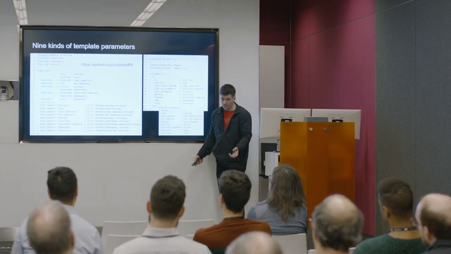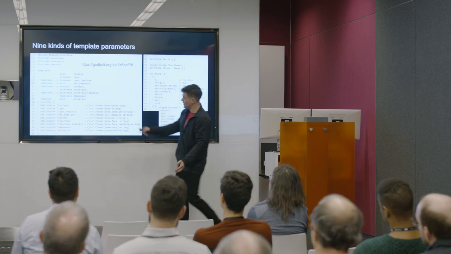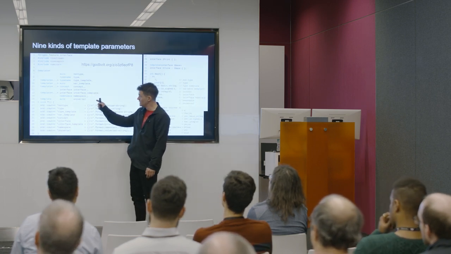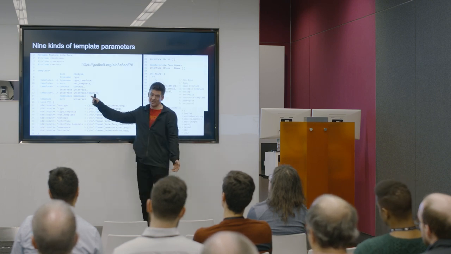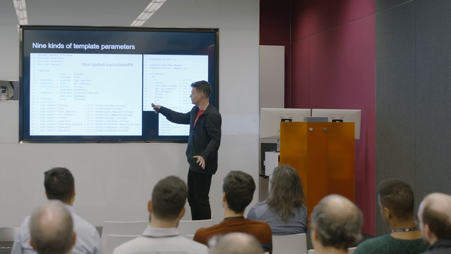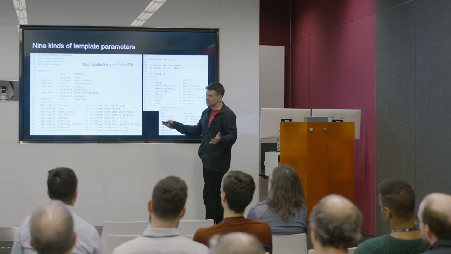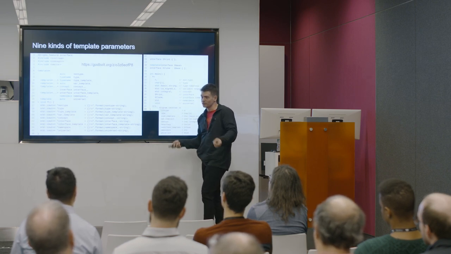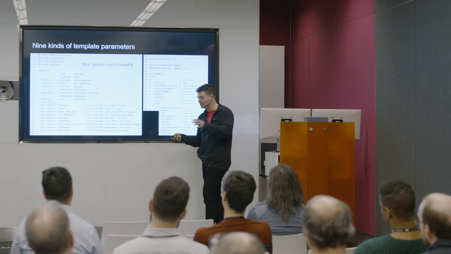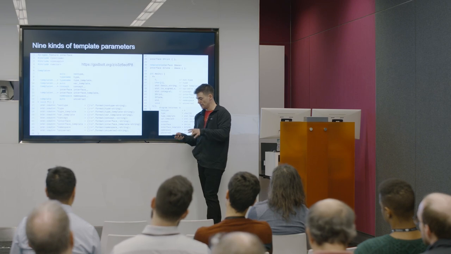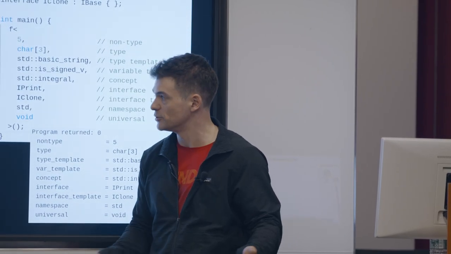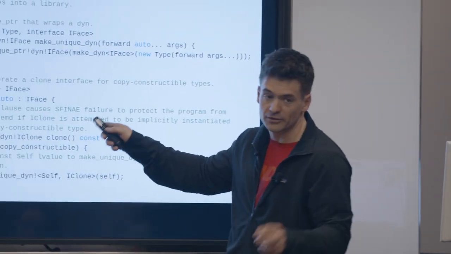I've got 9 kinds of template parameters. Now, you can pass interfaces as template parameters. You can pass interface templates as template parameters. And you can pass namespaces as template parameters, and universal template parameters, and you can even pass concepts. 9 kinds is actually really useful to model any kind of language entity as a template parameter. It gives us the flexibility to, in library, create mechanisms that in other languages have to be first-class language entities. And the one I have in mind here is the clone functionality.